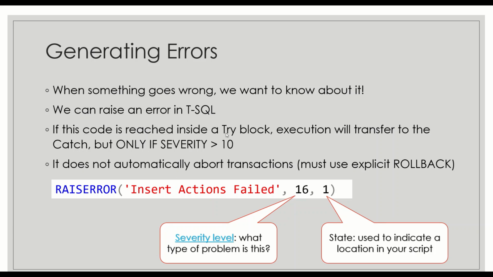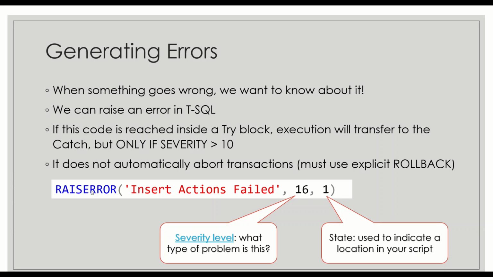If this code is reached inside a try block, the execution will transfer to the catch block, but only if the severity level is over 10. So we're going to talk in a minute about what the severity levels are. You can indicate how severe this error is, and if it's not a big deal and you just want to have an informational message, then you would put a low severity level. And if it's an extremely severe error that is a big problem, then you have a higher severity level.